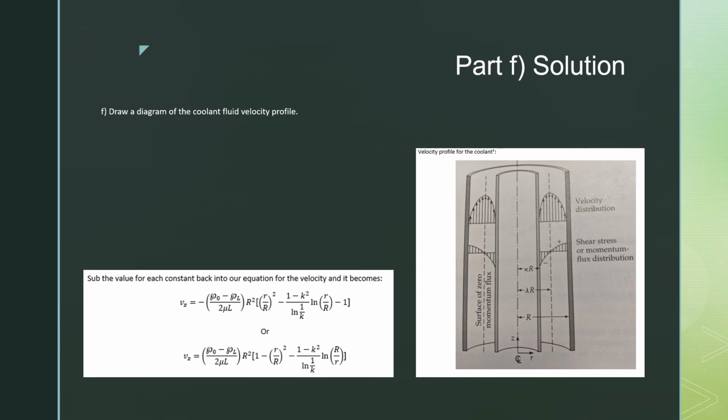So now that we have our equation, the student's going to be asked to draw a diagram of the coolant fluid velocity profile. The picture that we're displaying here was one out of the textbook, which has shear stress or the momentum flux distribution, which is not required for the student. They only have to draw the velocity distribution. But other than that, it just needs to be a well-labeled diagram, and as long as they have the equation correct, they can sub in whatever values they like, and they'll get a nice, easy-to-draw diagram.